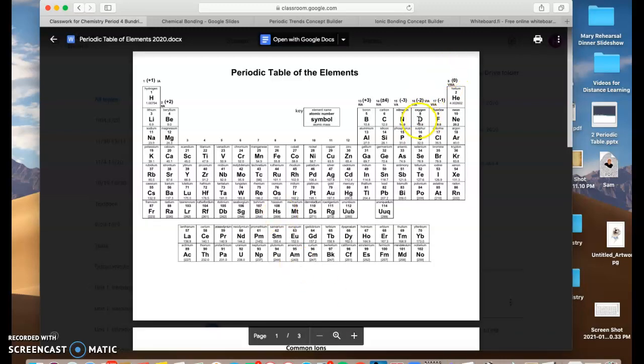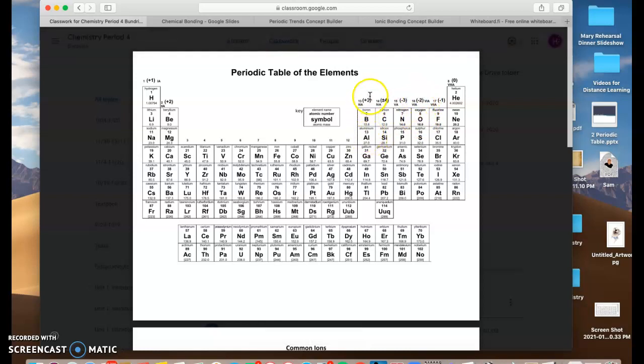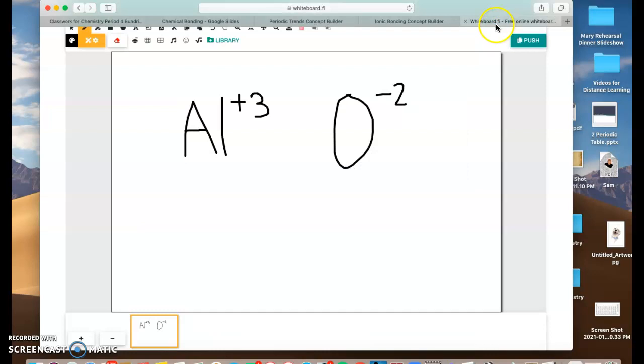Okay, so oxygen's right here. At the very top, it says -2. Aluminum's right here. At the very top, it says +3. So right off the bat, my charges do not cancel because I don't have the same number of positive charges as I have negative charges. So it looks like I need more negative charges. So I'm going to have to add another oxygen, but every oxygen comes with 2 negative charges.